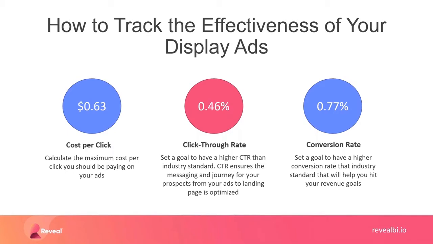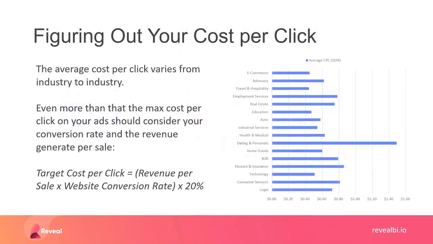But your goal, because you are a business that survives on happy customers and making money, is to get a low cost per click, a high click-through rate, and a high conversion rate. So monitoring this is super critical. And of course, that's where Reveal helps out, and you're going to see a demo of that in a little bit. So again, let's look at industry averages.